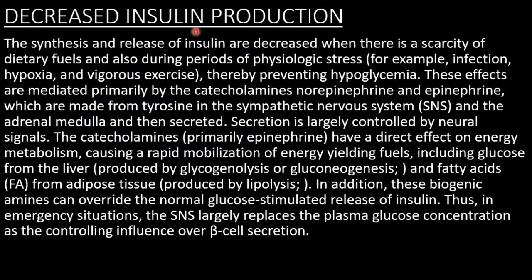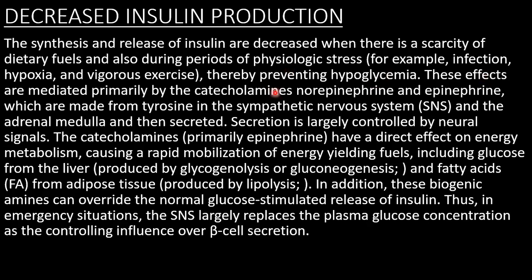Now, decreased insulin production. When does one have decreased insulin production? The synthesis and the release of insulin are decreased when there is scarcity of dietary fuels, such as when one is fasting. Also, during periods of physiologic stress, such as infection, hypoxia, and during times of vigorous exercise. This physiological stress can lead to hypoglycemia. To prevent hypoglycemia, we will reduce insulin production and increase glucagon production, and also increase the catecholamines.